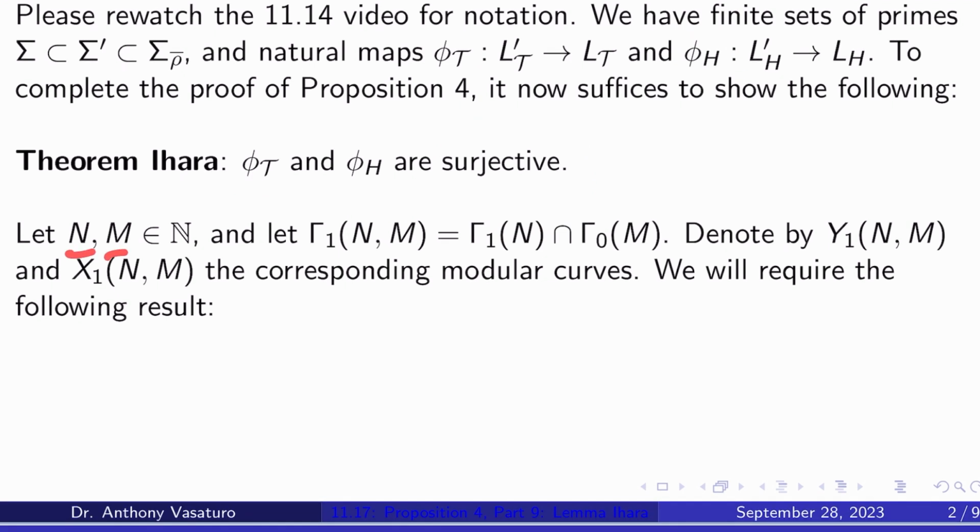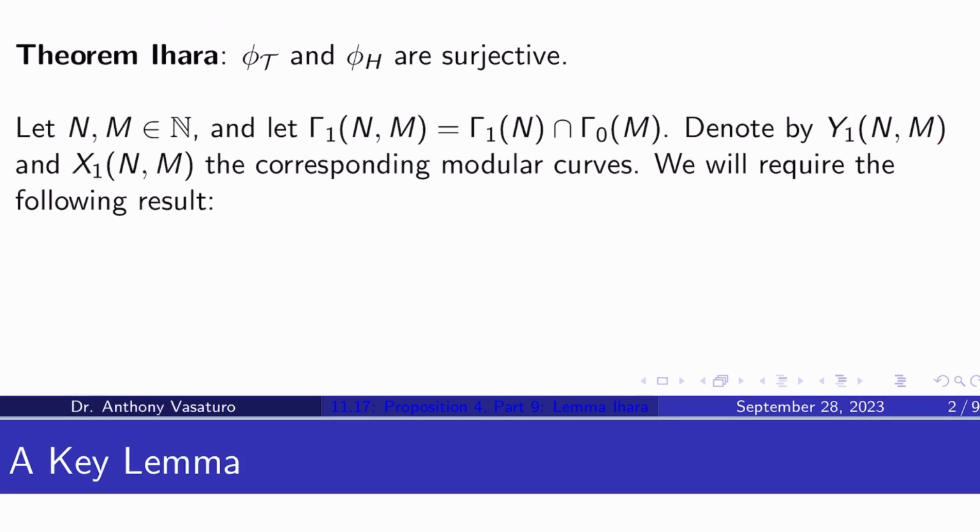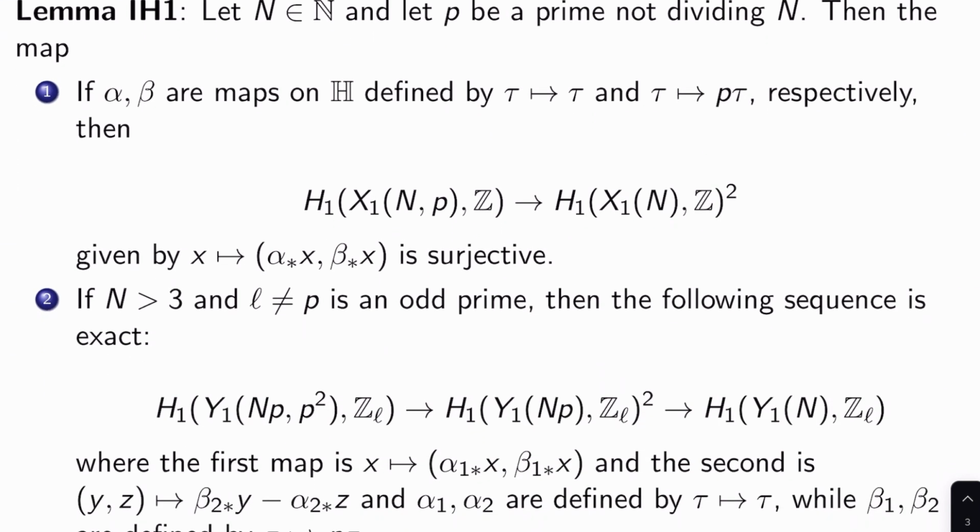Let n and m be natural numbers, and we'll let gamma 1 n m be gamma 1 n intersect gamma 0 m, and we'll denote by y1 n m and x1 n m the corresponding modular curves. We're going to require the following result. I'll call this lemma IH1, IH for Ihara. Let n be a natural number, and let p be a prime not dividing n. Then the following two things are true.